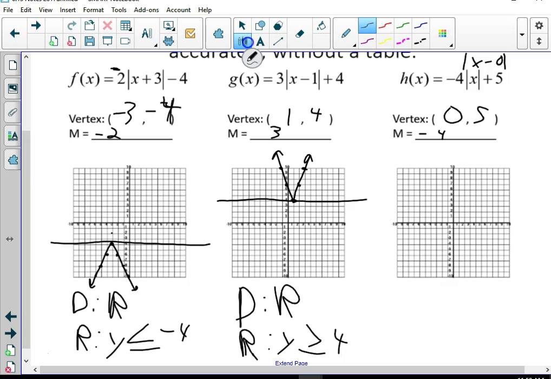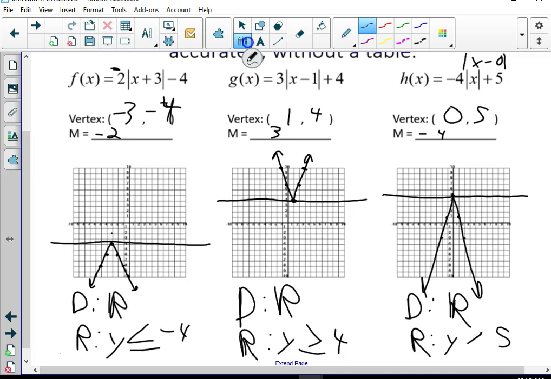So I'm going to start at 0, 5 up here with my dot. Now I'm going to go down 4, 1, 2, 3, 4, right 1, and down 4, left 1. And that's my upside down and narrow graph. So the domain, again, does not change, all real numbers. My range, where's my ceiling? 5. So it's less than or equal to 5, because it's got a ceiling, not a floor.